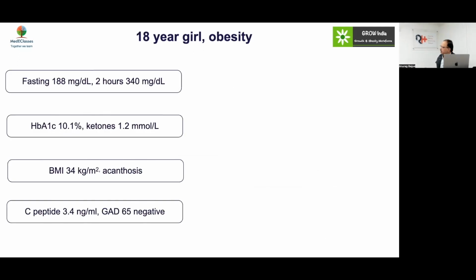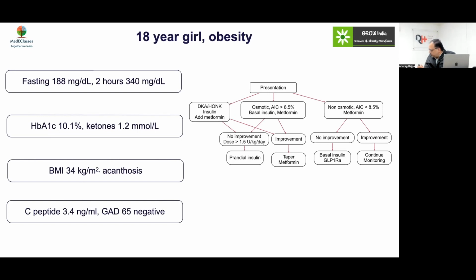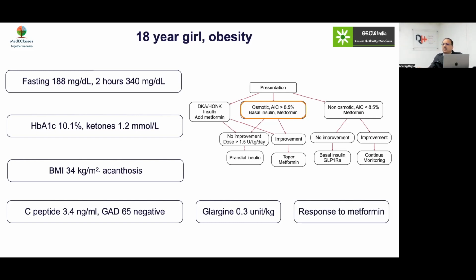So, an 18-year-old girl, fasting sugar of 188, 2-hour 340, HbA1c 10.1, ketone 1.2, there is obesity, there is acanthosis, C-peptide is detectable, GAD negative. How will you start, Dhwani, in this case? Yes, ketone is also high. Ketone is present at least. Yeah, so I would be a bit cautious. We can start with glargine, definitely requires insulin, and plus minus basal bolus, so you can start with metformin.